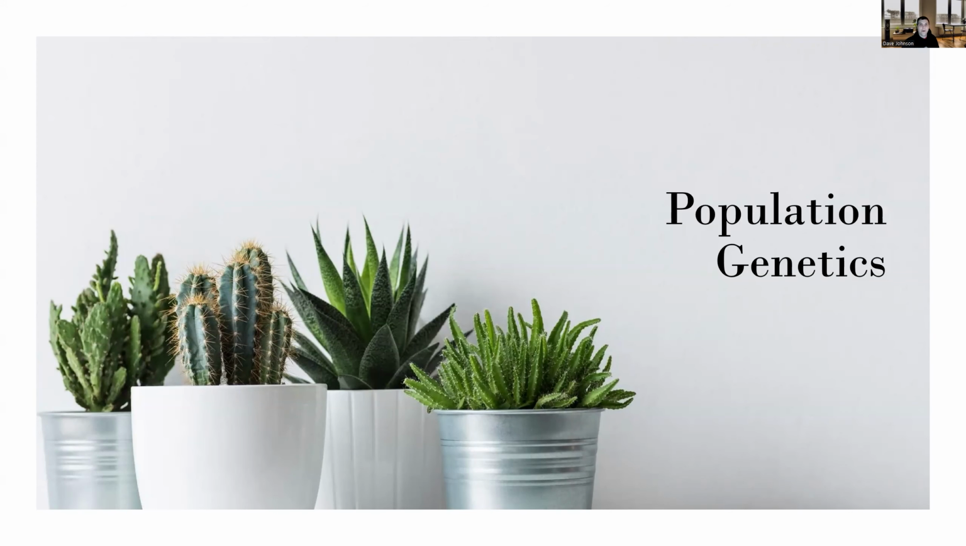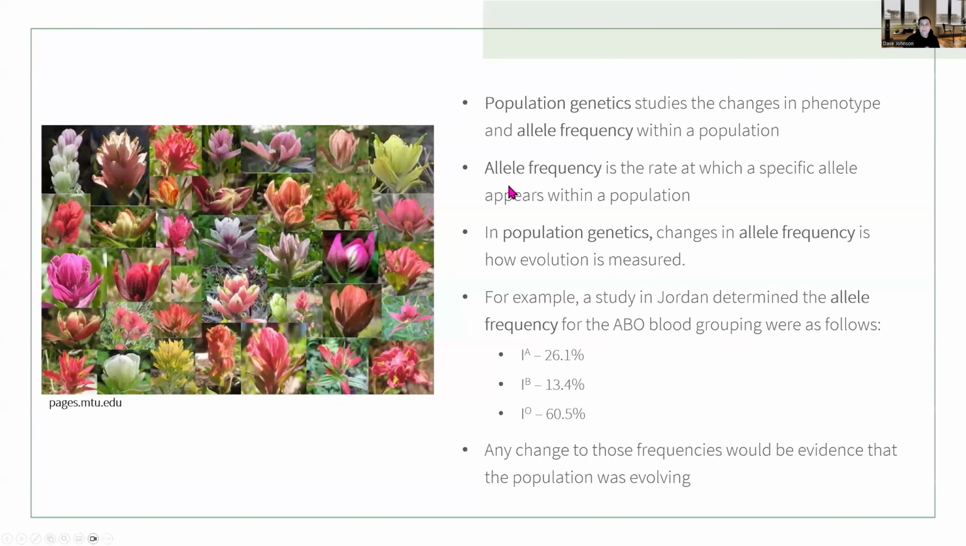So in this video, I'm going to talk to you about population genetics. Population genetics is the study of changes in phenotype and allele frequency within a population. Hopefully if you're watching this video, you're familiar with the concepts of genotype and phenotype. Genotype is what the genetics underlying a particular trait are. The phenotype is the outward appearance of that particular trait.